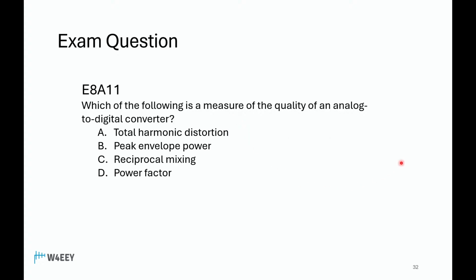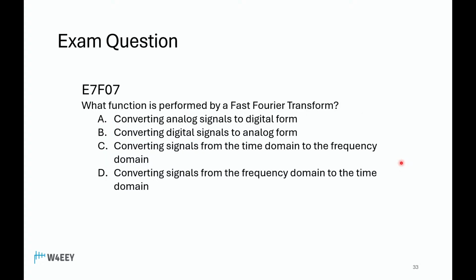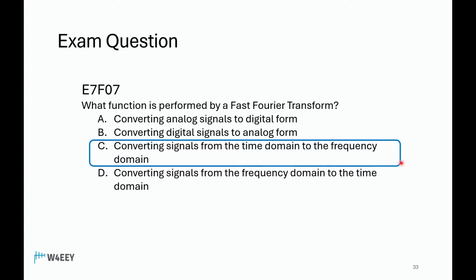Which of the following is a measure of the quality of an analog to digital converter? Alpha. Total harmonic distortion, alpha, correct. What function is performed by a fast Fourier transform? See if we remember the words. Charlie. It is Charlie, converting signals from the time domain to the frequency domain, like the spectrum display on a modern radio.